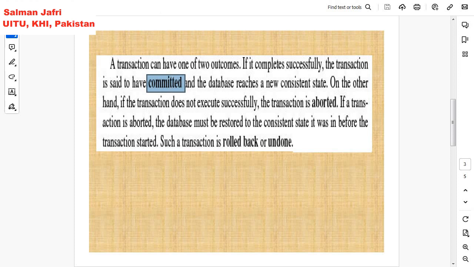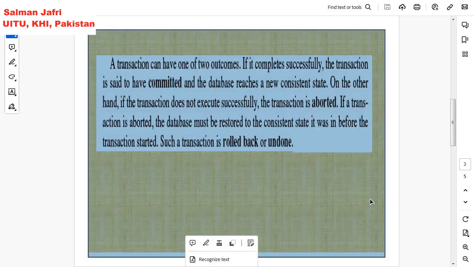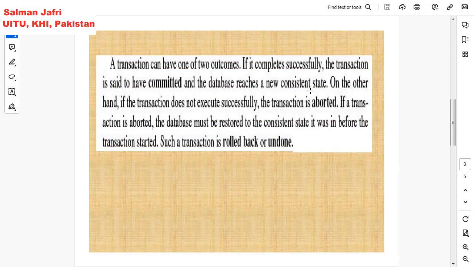So now you can imagine that if account A's amount has been decreased by 5,000 rupees and account B's amount has been increased by 5,000 rupees, the database is now again consistent because account A and account B are both in a new consistent state. On the other hand, if the transaction does not execute successfully, the transaction is aborted, right? So a transaction would have only two states. It would either be committed or aborted. There won't be a concept of a partially committed or partially aborted transaction.